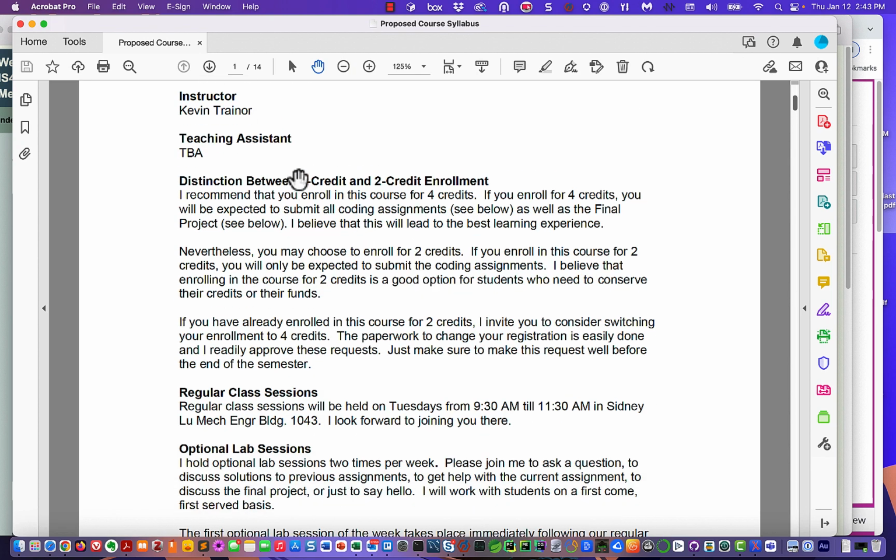The distinction between those who are registered for 4 credits and those who are registered for 2 credits. Okay? The only difference in the course between 4 credits and 2 is that people who do it for 4 do the final project. Okay? So the hand-ins for the course are all these coding assignments. I think there are 11 of them or something like that. And the final project is about the size of maybe 3 coding assignments, something like that. Okay?